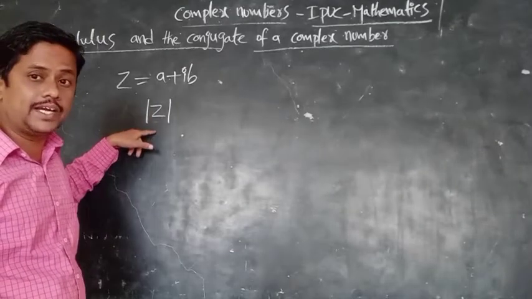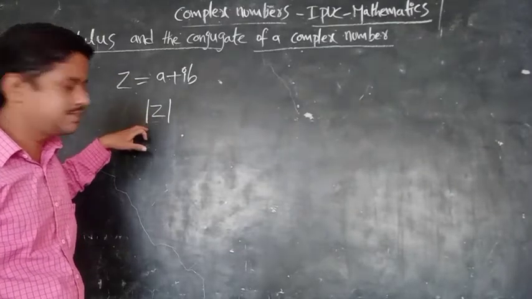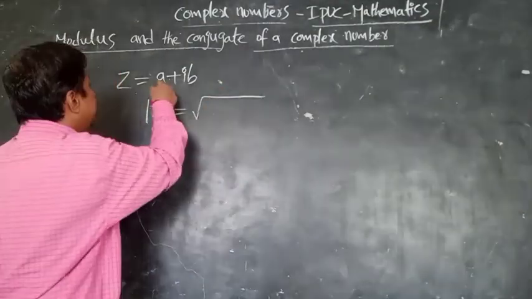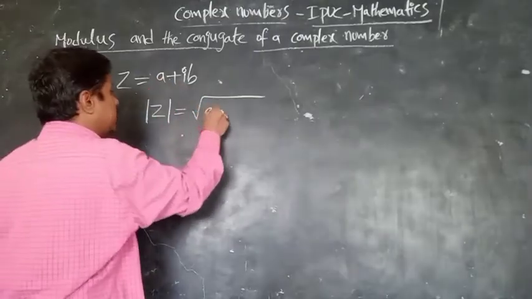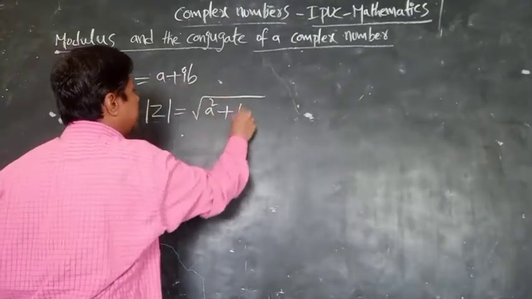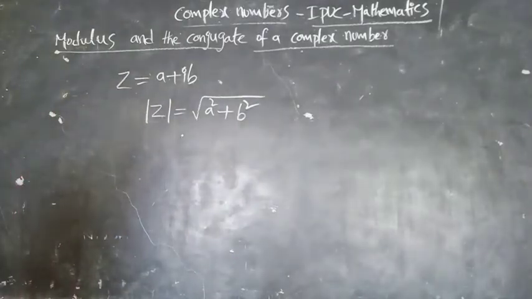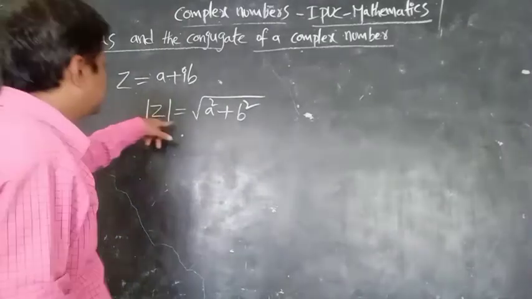But how to calculate the modulus of the complex number? Modulus z is equal to root of the real part a square plus the imaginary part b square, the imaginary part whole square. Like that we have to calculate. So this is called the modulus part.